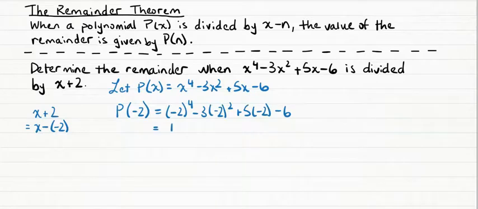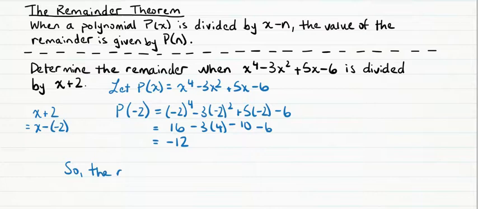Okay, so here we get 16 minus 3 times 4 minus 10 minus 6. And when we work all of this out, we get negative 12. So when this division is done, the remainder would be negative 12.